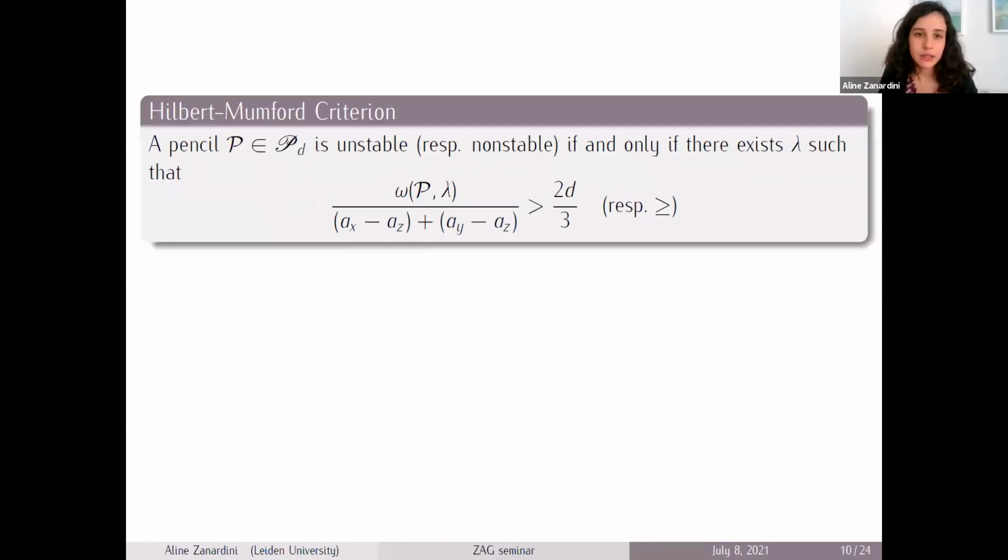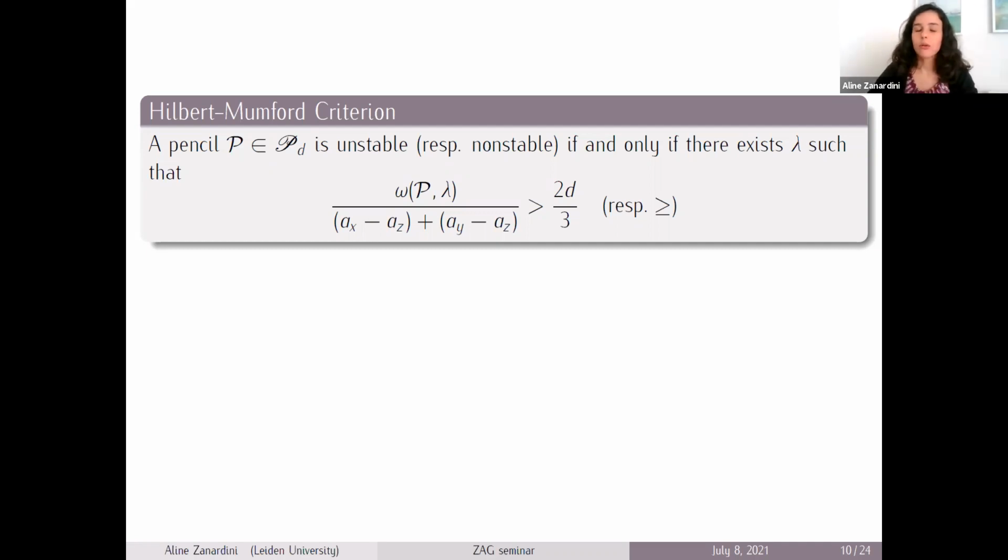If we do this, then the Hilbert-Mumford criterion can be stated, and the statement is the one that I wrote down here. So a pencil is going to be unstable, respectively non-stable, if and only if I can find a one-parameter subgroup lambda such that this bound holds. And on the left we have this expression involving the omega I just defined.